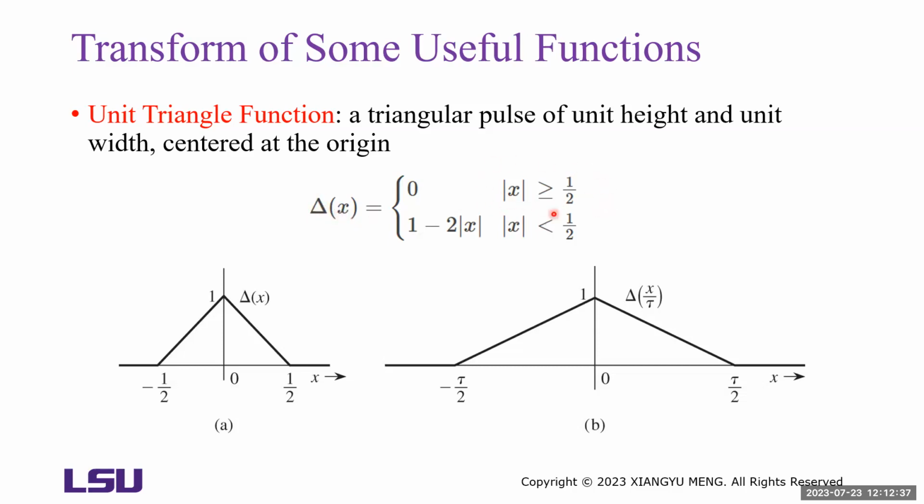When the absolute value of x is greater than or equal to half, the value of the function is 0. When the absolute value of x is less than half, it is 1 minus 2 times the absolute value of x. So when x is positive, between 0 and a half, the function is 1 minus 2x. When x is between -half and 0, the function value is 1 plus 2 times x.